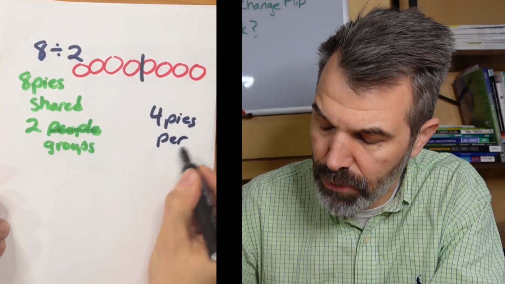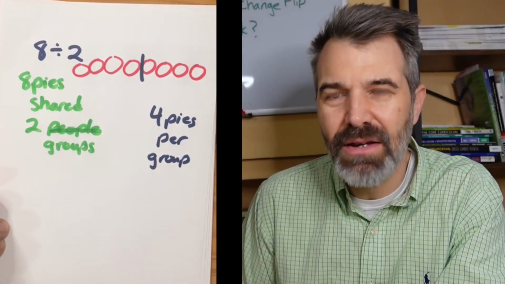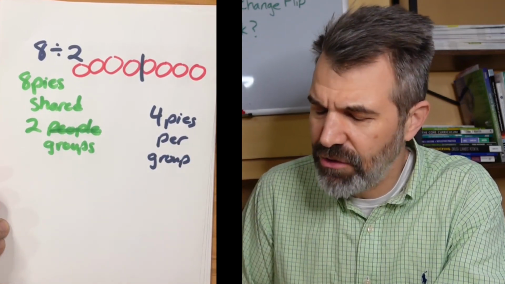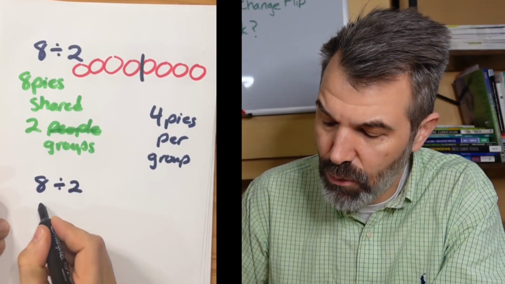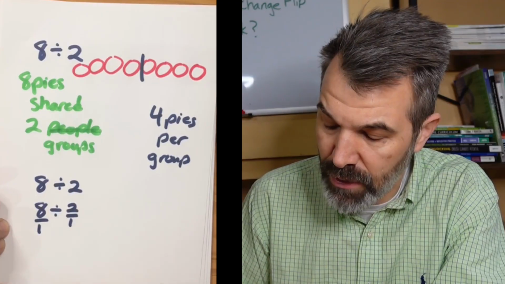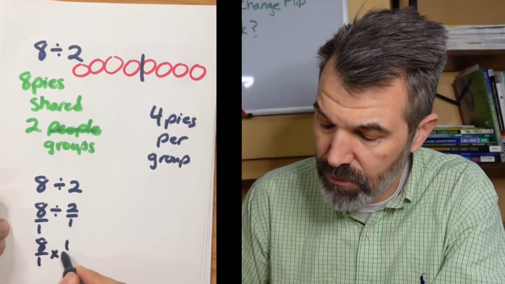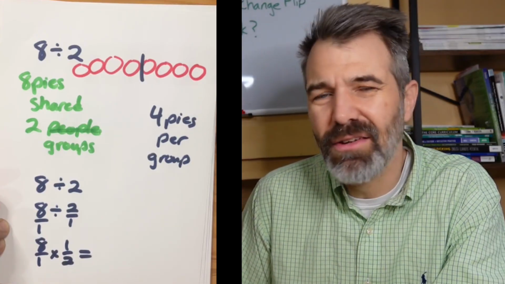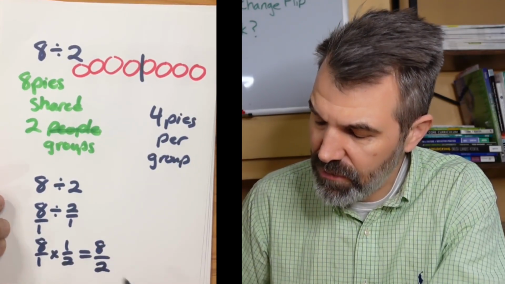per whole group. And that's a way I could think about that. So 8 divided by 2. And just for the sake of it, let's see if this works. Really, 8 divided by 2 would be 8/1 divided by 2/1. So then that's really 8/1 times 1/2. Does that rule make sense? 8 times 1 is 8. 1 times 2 is 2.